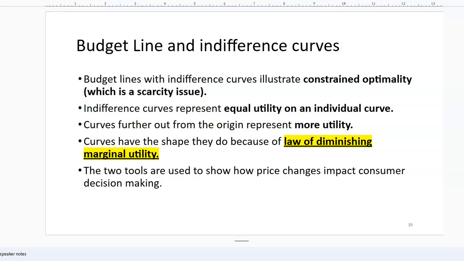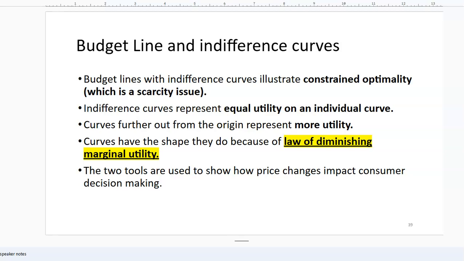Alrighty, students, this very short video will be on the concept of budget lines and indifference curves. Just to give a little backstory here, the purpose of a budget line and indifference curves is to illustrate the concept of constrained optimality. Keep in mind that in economics, we have scarce resources.